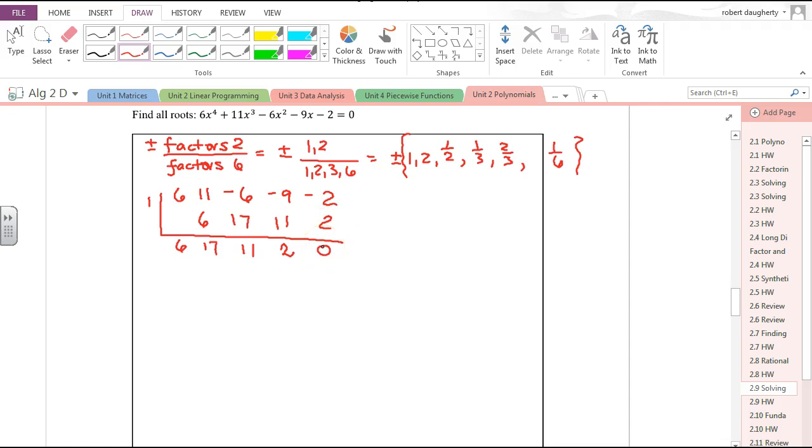Now, here's the question. Should I try 1 again? Why not? Yeah. Naman realizes it's not going to work. Why is it not going to work? Guys, this is 6x cubed plus 17x squared plus 11x plus 2. Do those coefficients add to 0? No. Right, so I could try 1 again. Not going to hurt anything, but I know it's not going to work, okay?